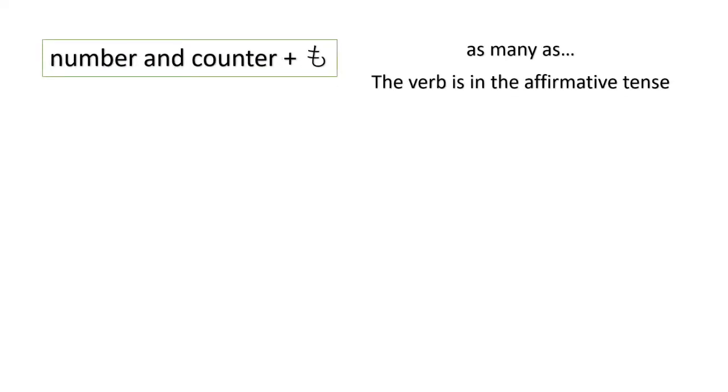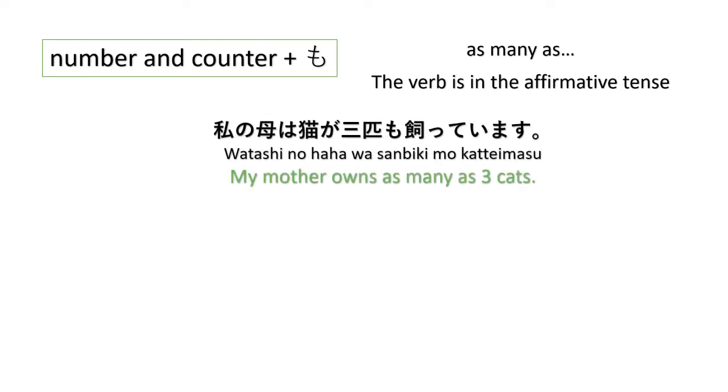Okay, to review, mo is translated as many as and suggests that the numbers are surprisingly large. And when we use mo in a sentence, we use the verb in the affirmative tense. Okay? The verb in the affirmative tense. Watashi no haha wa sanbiki mo katteimasu. So here we have the verb katteimasu in the affirmative tense.